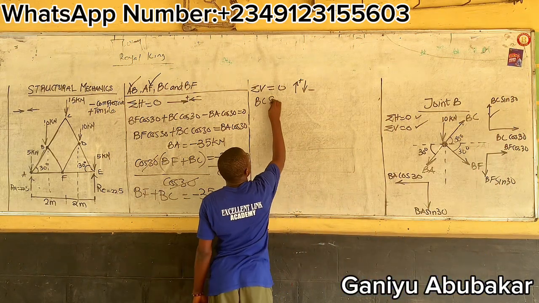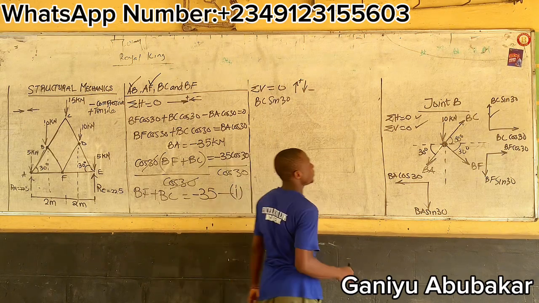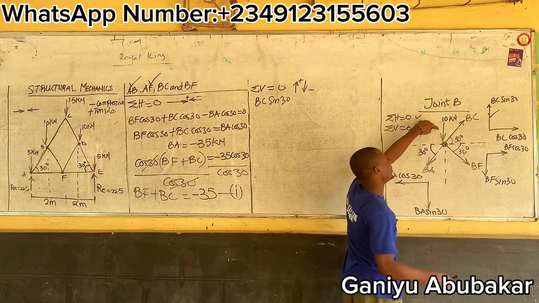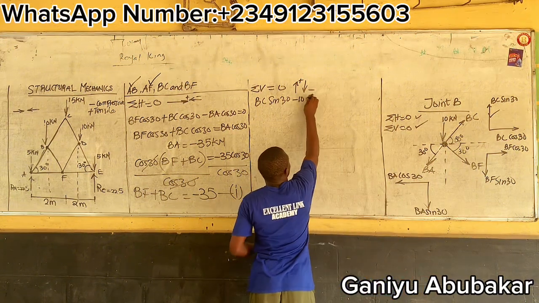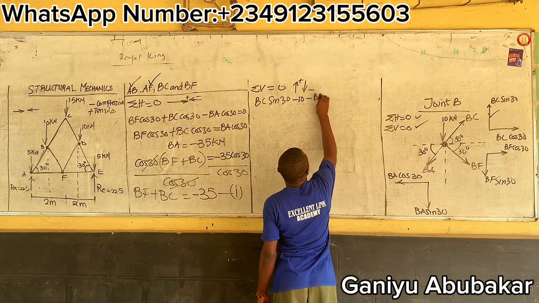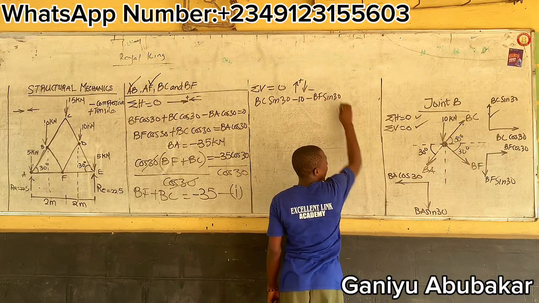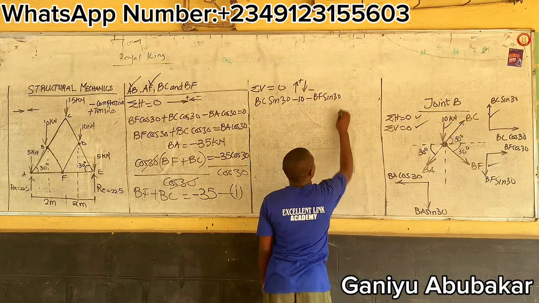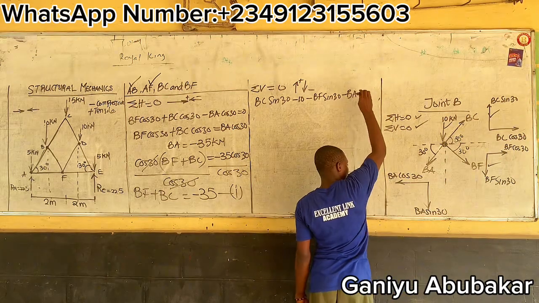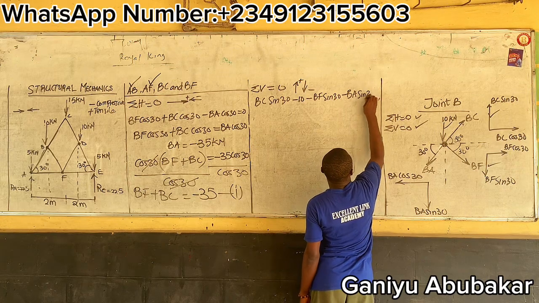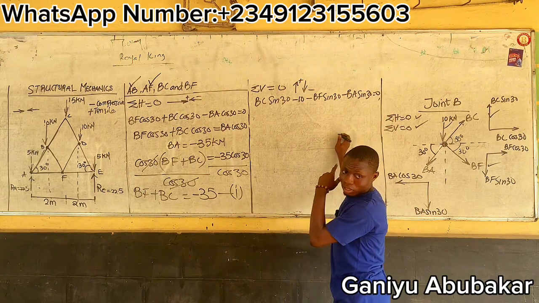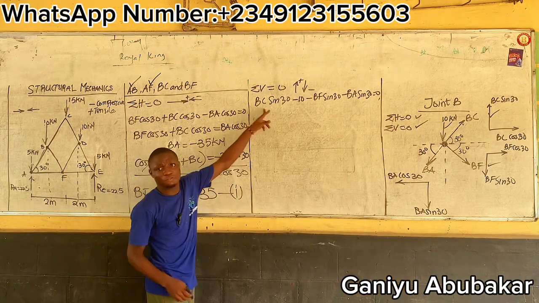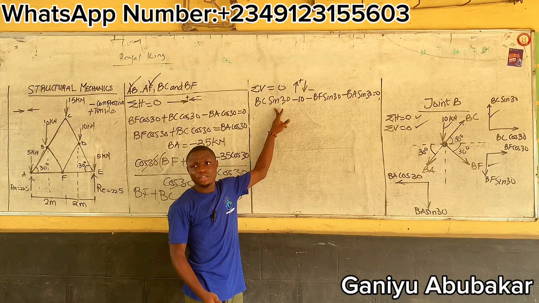BC sin 30. What next again? Minus 10. Which one there? Minus. Let's start with this one. Minus 10. Minus BF sin 30. I'll pick this and this. What's left? Minus BA sin 30. It does not matter, but make sure that you start with positive stuff. It makes sense.